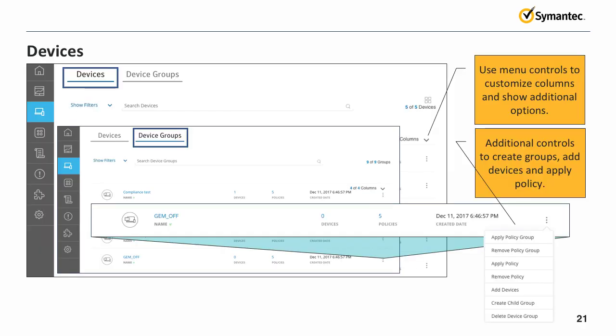The Devices page shows devices and device groups that are imported from Symantec Endpoint Protection Manager. When the Device Master option is enabled, the group structure is then managed in the cloud. You can no longer create a group in Symantec Endpoint Protection Manager. Both the Device Group and Devices page contain filters that can be used to sort listed devices. Use menu controls to customize columns and show additional options which can be selected to create groups, add devices, and apply policy.